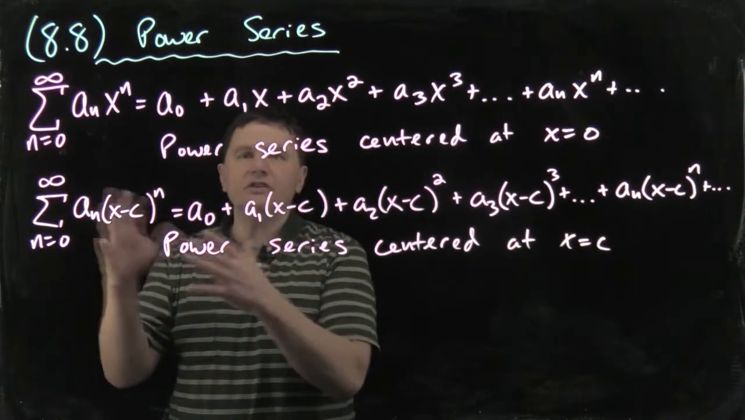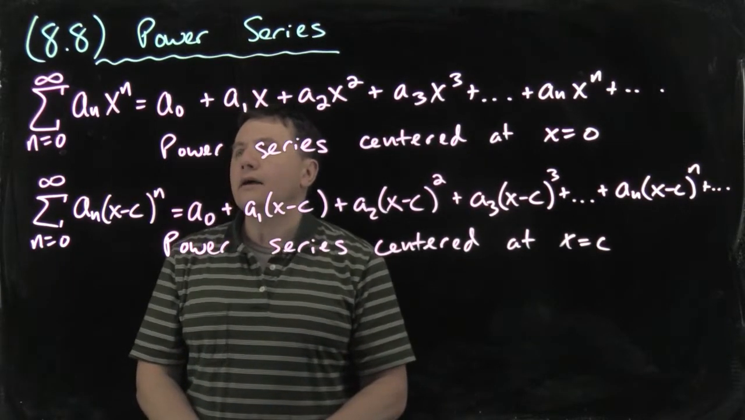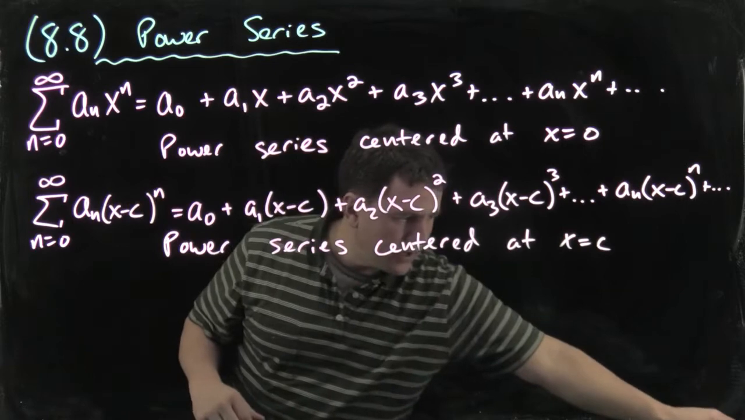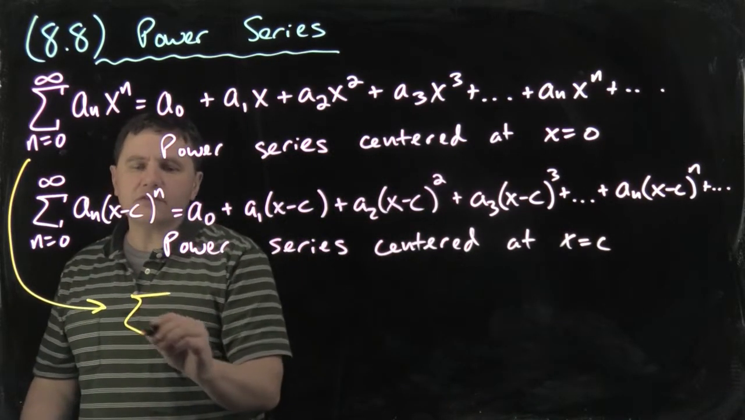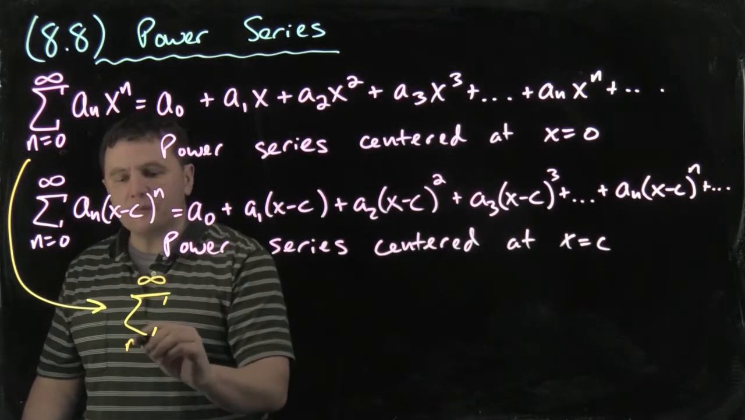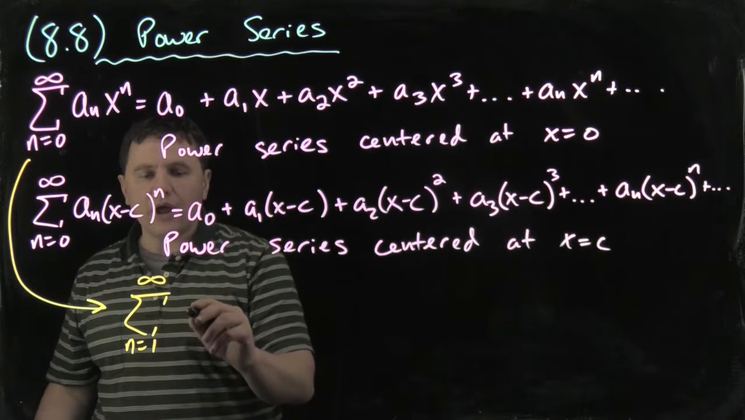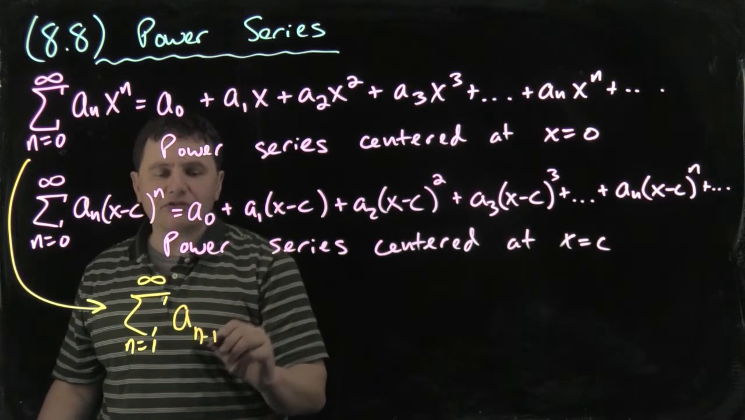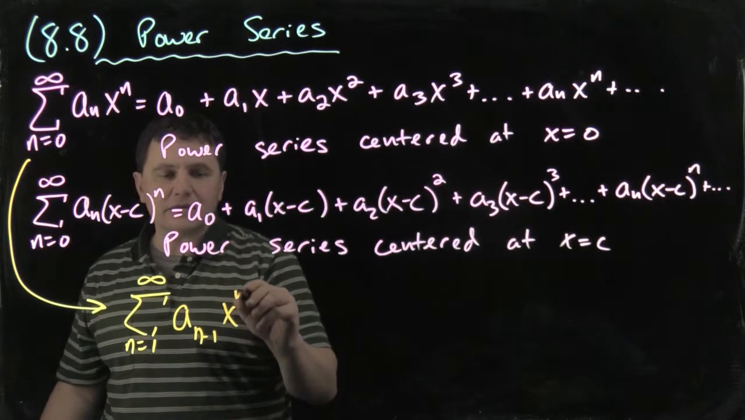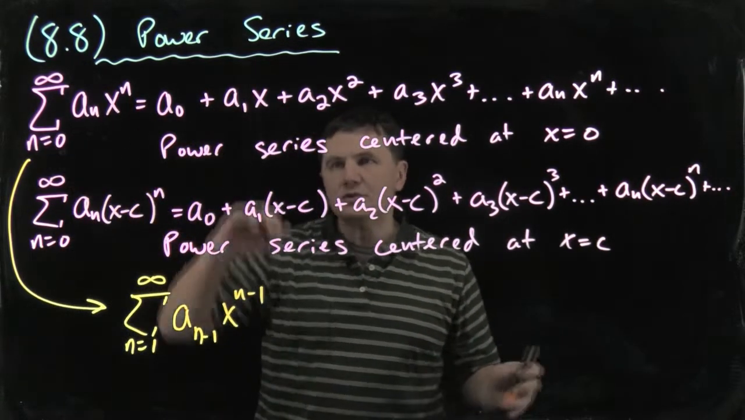In fact, any of these we could write using whatever index that we choose. So for instance, this one, you can get the exact same thing. And this is something that's important to realize because at different times it's going to be important. I could set that at n equals 1, and this would be n minus 1, x to the n minus 1, and that gives us the exact same thing. So the beginning index really doesn't matter.